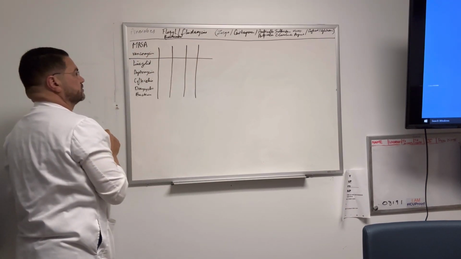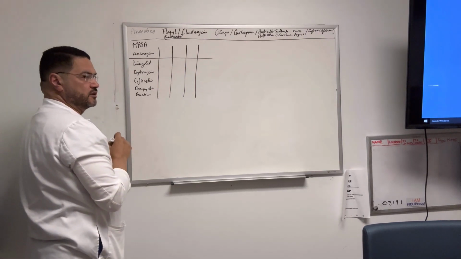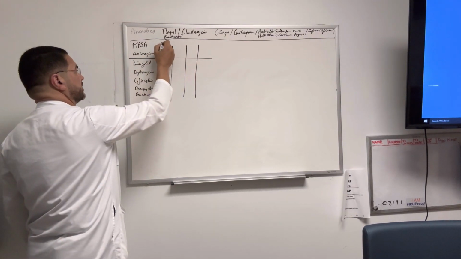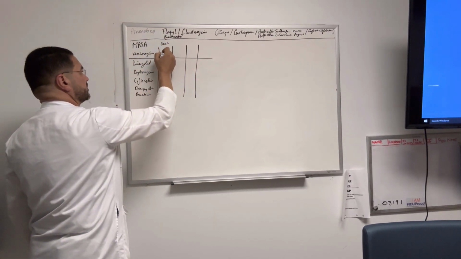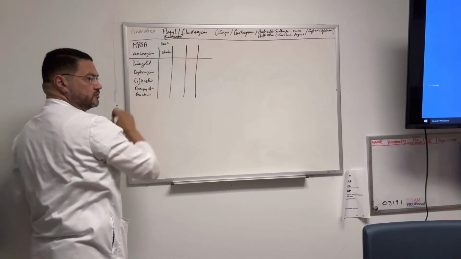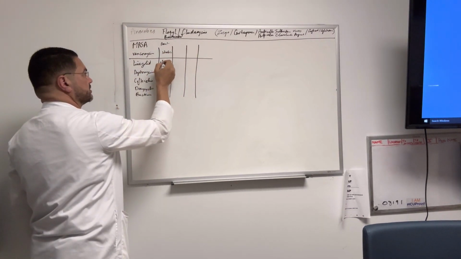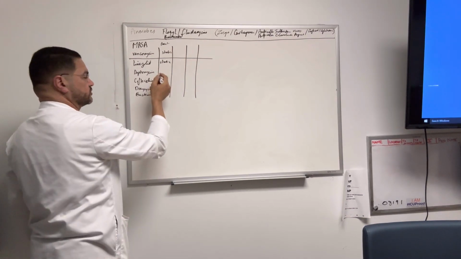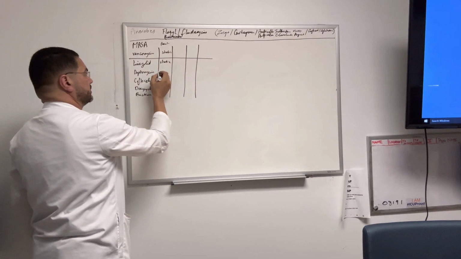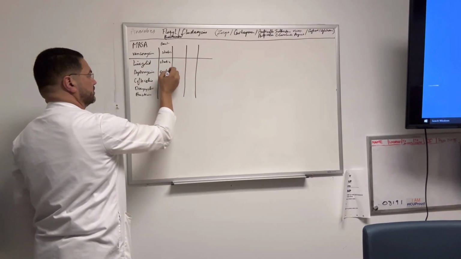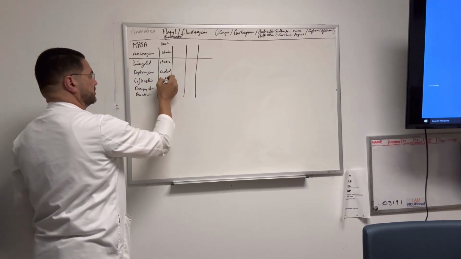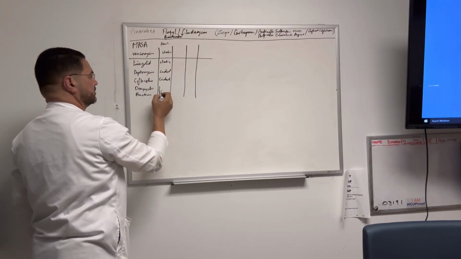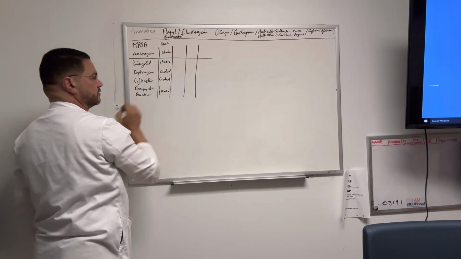Which ones of those are bacteriostatic and which ones are bactericidal? So vancomycin is static. Linezolid is static. You know the difference between static and cidal, right? Static doesn't kill the organism, it just prevents the growth. Daptomycin is cidal. Ceftaroline is cidal, and these two are static. Okay.